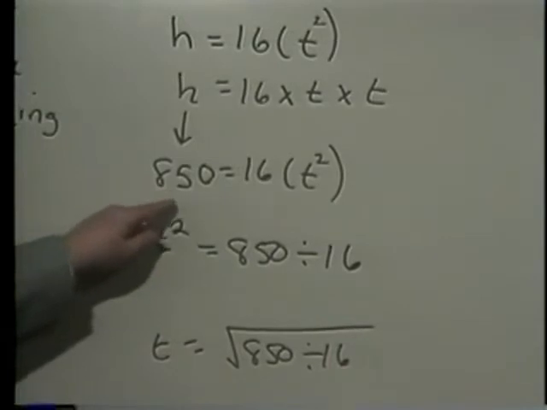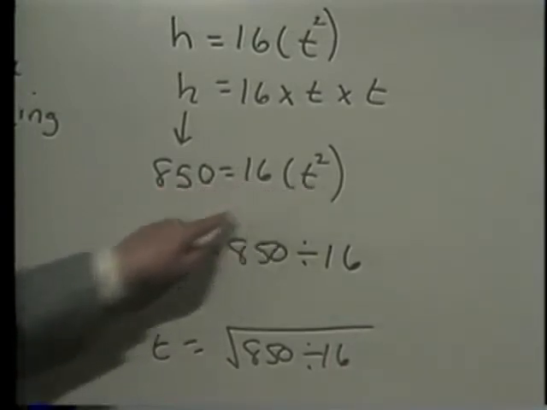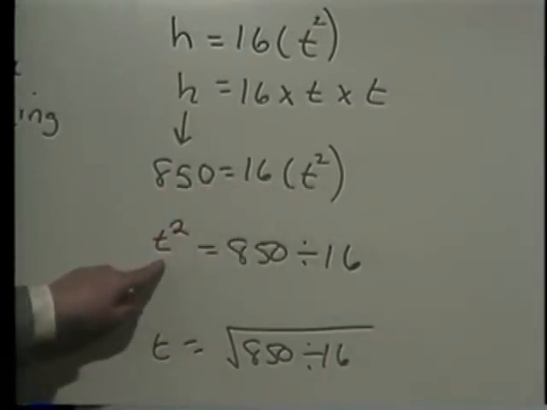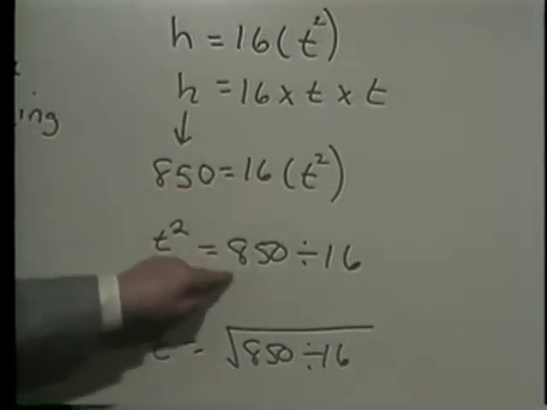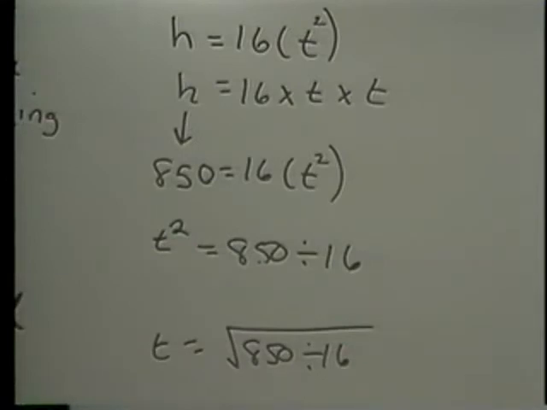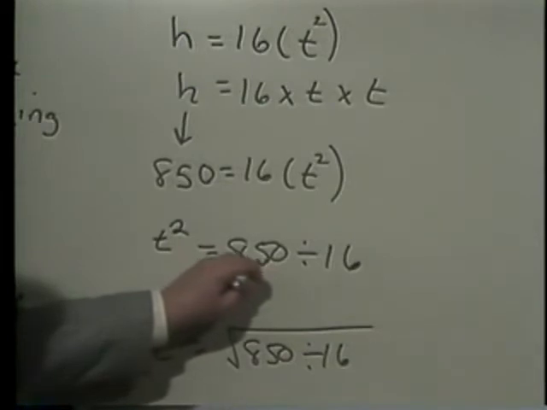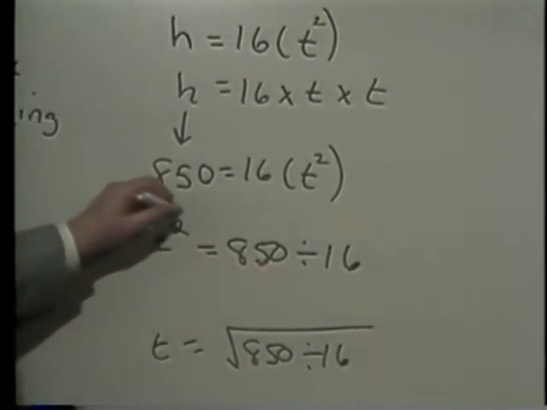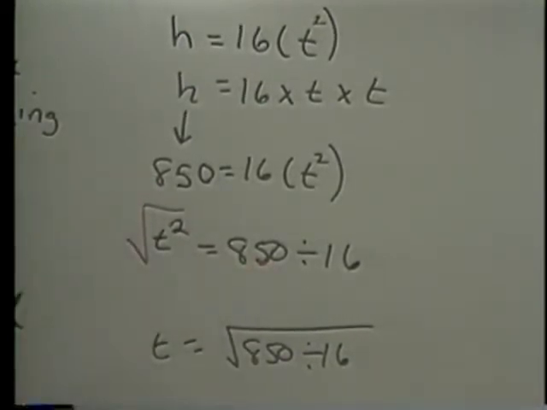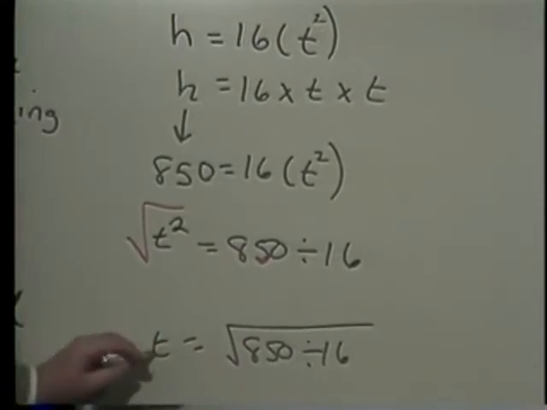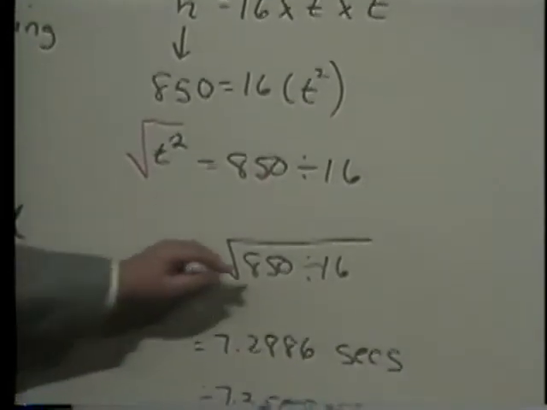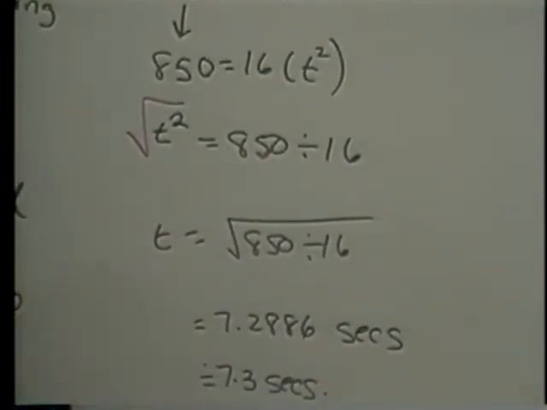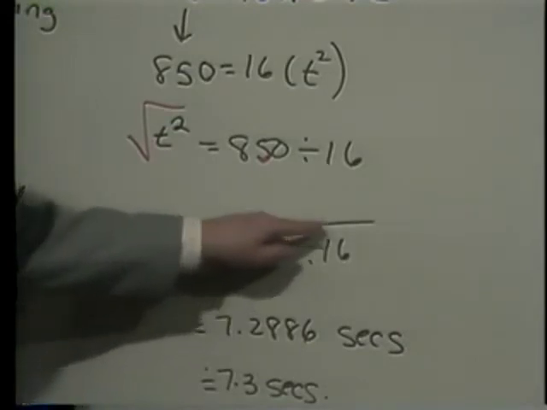So now you divide this by 16. That leaves you with t squared. I just took the liberty of reversing the sides of the equation. If I divide this by 16, that's 850 divided by 16. Now, what do I want to do next? To undo squaring, I want to take the square root. If I take the square root of the square, that gives me the number I started with. But if I take the square root of the left-hand side, I also have to take the square root of the right-hand side. So I now take the square root of this.